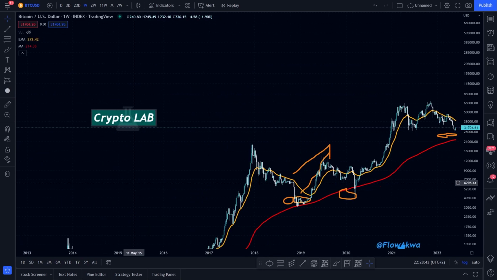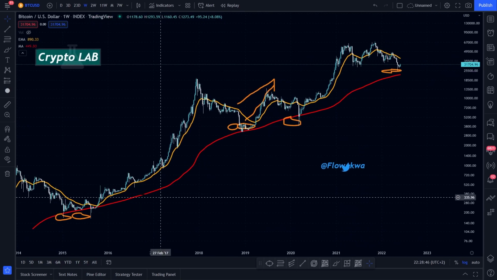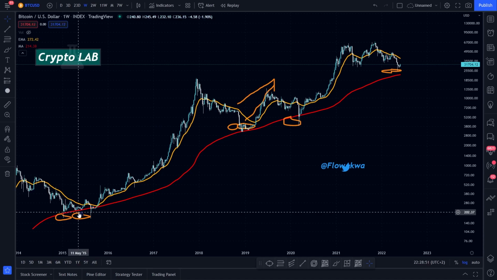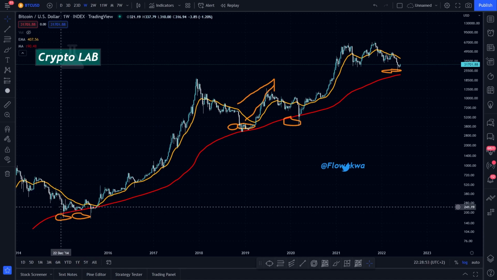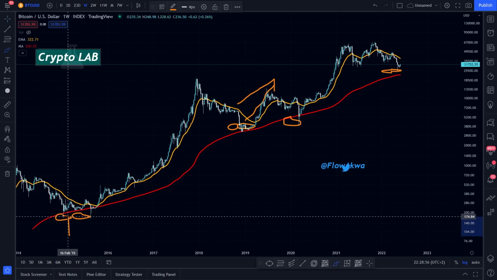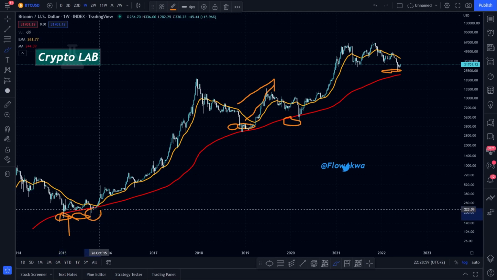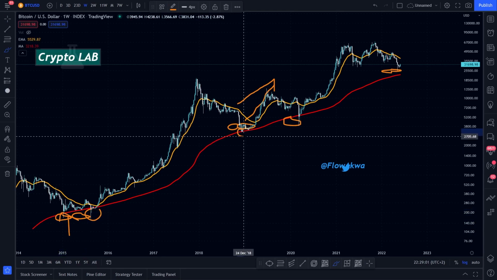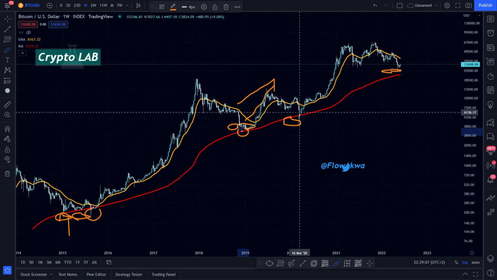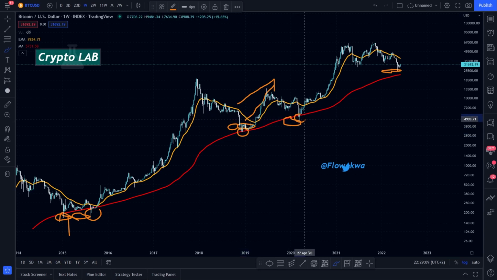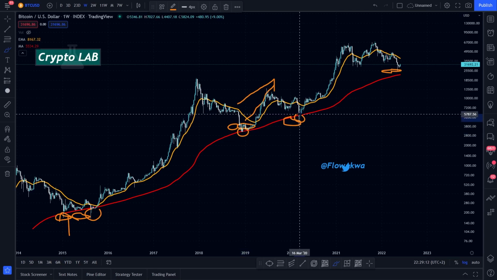If we look left, you will see that every time that we touched the 200 weeks moving average, it was a Bitcoin bottom. It was the case just right here, as you can see, okay? It was the same case here. It was a perfect bottom just right here. And during the COVID crisis, we pierced the line and it was a pretty great buying opportunity.